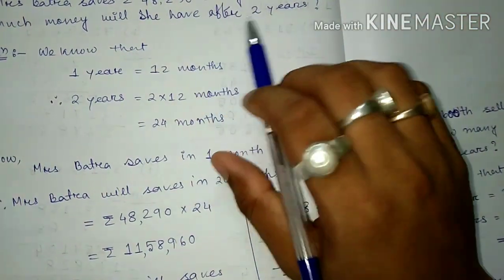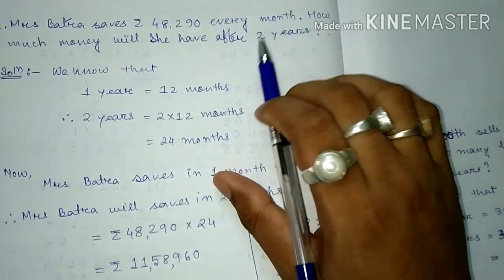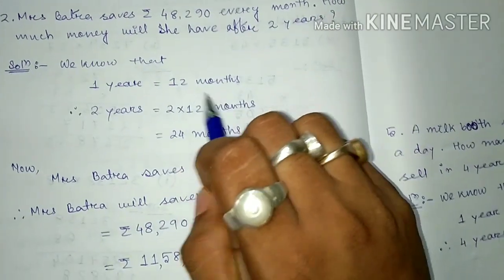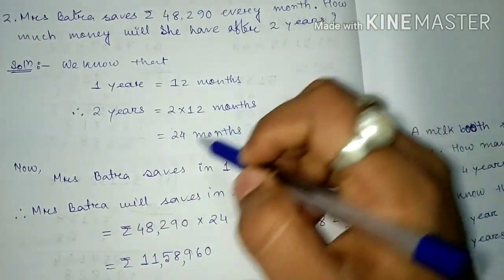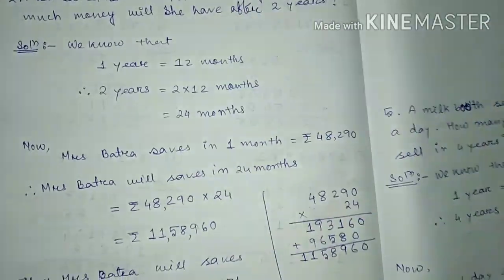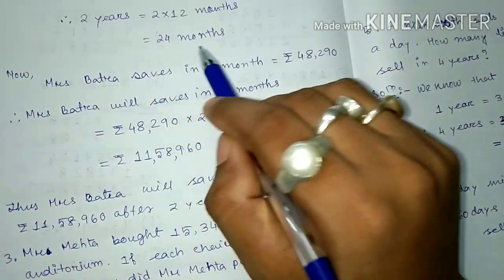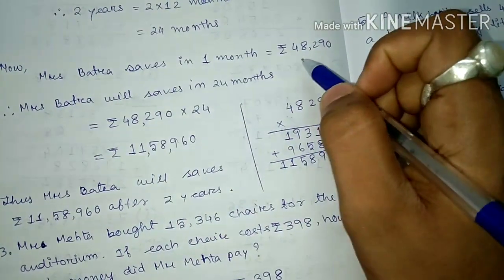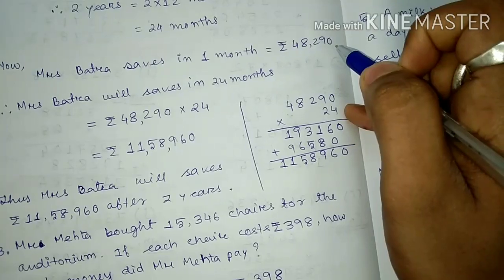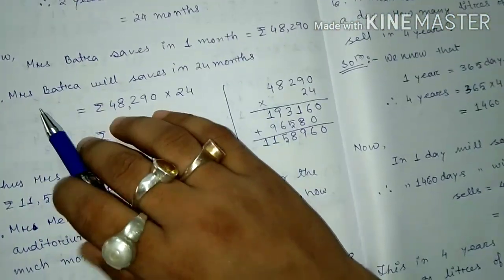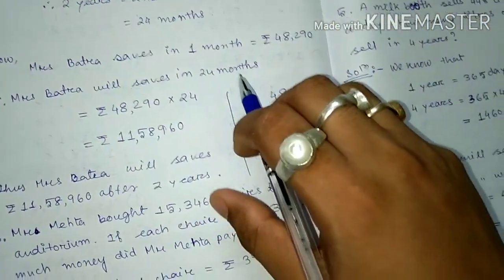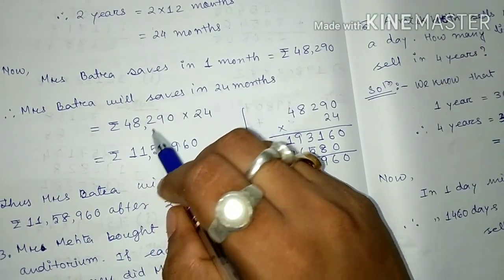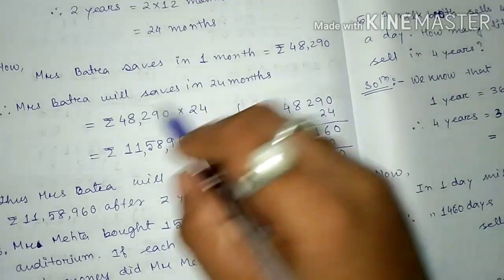So first here it is given in months, so you have to convert this year into months. So we know 1 year is equal to 12 months, so 2 years equal to 2 into 12, that is 24 months. So in 2 years we get 24 months. Okay, now Mr. Bhatro saves in 1 month rupees 48,290, so Mr. Bhatro will save in 24 months. So for 24 months you have to multiply these two. So 48,290 into 24. Now you multiply this.